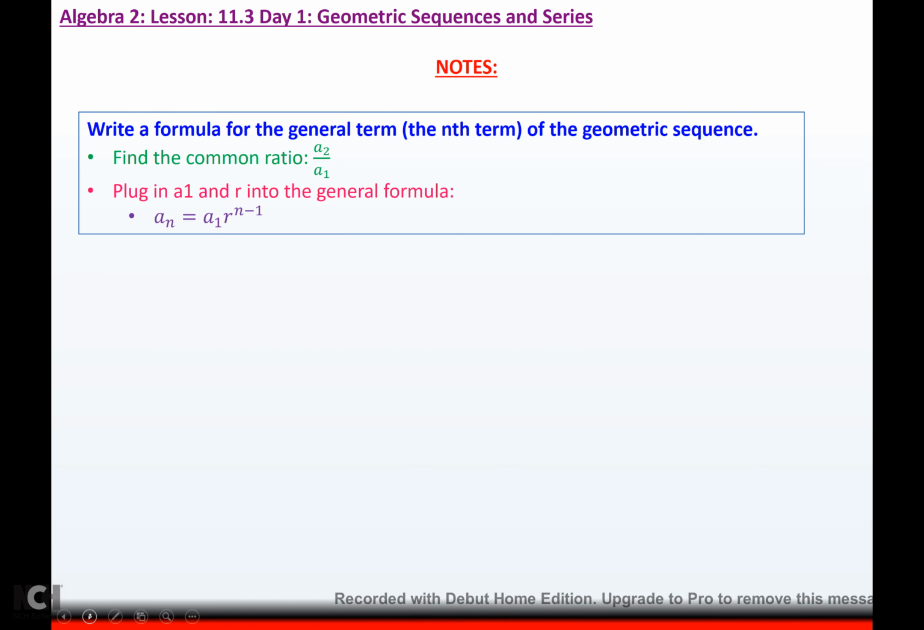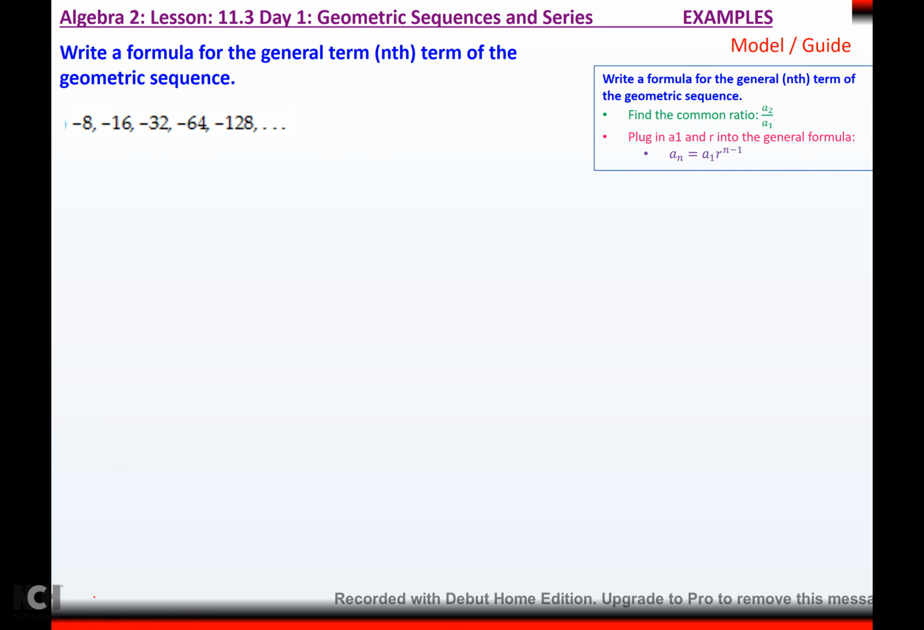Alright, so to write a formula for the general term, you've got to find the common ratio, plug in a sub 1 and r, and you've got it. It says write a formula for the general term, the nth term, of a geometric sequence. The first thing I have to do, I know a sub 1 is negative 8. I've got to figure out r, and then I can plug them in and I'm done.